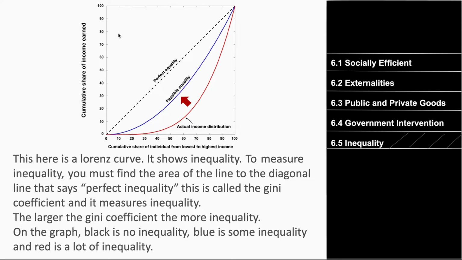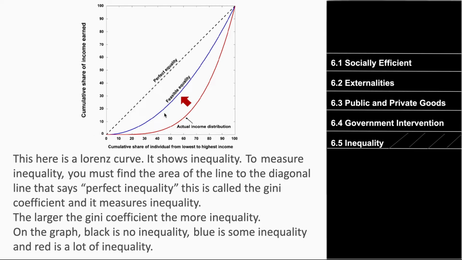So here is a Lorenz curve. On the x-axis is the share of population from lowest to highest income, and here's the share of income earned. It basically just illustrates inequality, so to speak. This black dashed line you see here is perfect equality. That means we have the ideal amount of equality. This is the ideal scenario where it's not market failure.